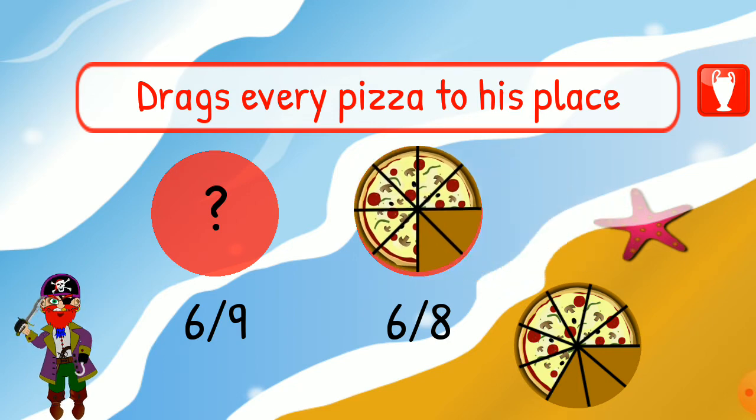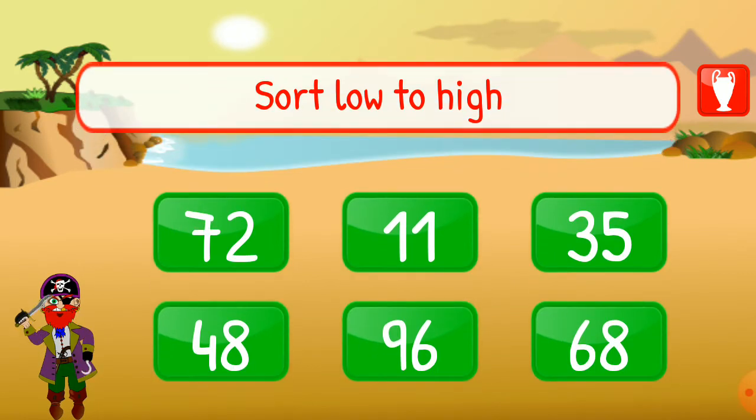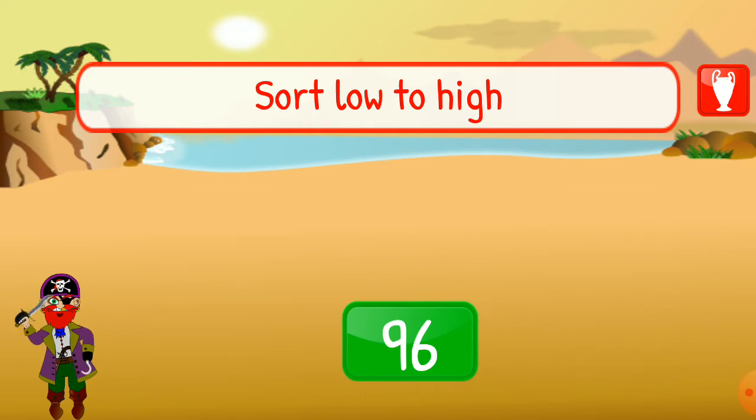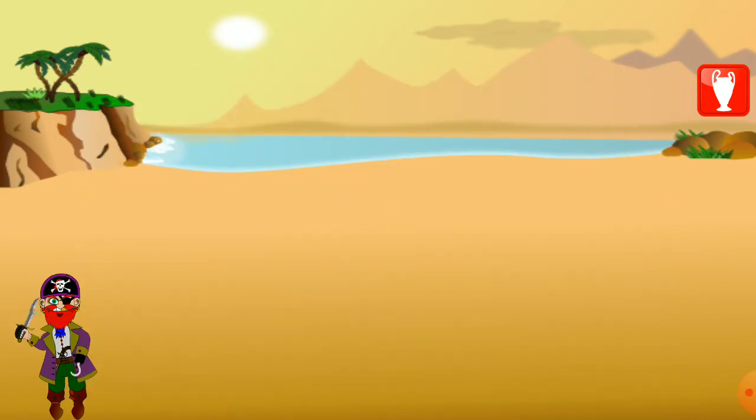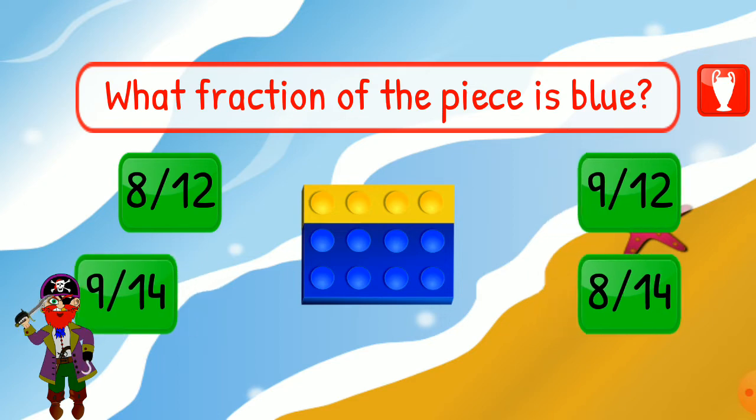This is 6 by 8. This is 6 by 9. Start low to high. Okay. The lowest number is 11, then it's 35, 48, then 68, 72, 96. Fantastic. What fraction of the piece is blue? The fraction of blue is 8 by 12. Fantastic.